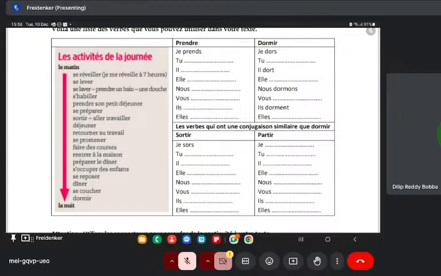I think retourner is to return. But return to work, I think that's what it means. Au travail is to work. So return to work probably. Yes, so after having lunch, you're returning to work. So retourner au travail. And se promener is to take a walk. Faire des courses is to do some grocery shopping. Rentrer à la maison is to return to the house.